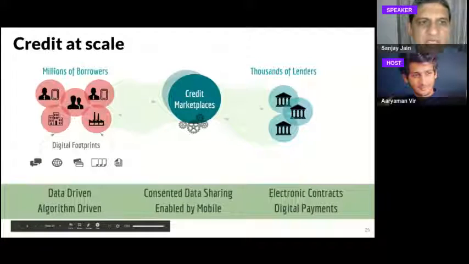We imagined a place where you could have millions of borrowers with credit marketplaces connecting them to thousands of lenders who would then be able to get loans through consented data sharing on their mobile phones. And the entire process would be very, very data driven, with a lot of algorithms helping to define this. And this was really the way we imagined the data democracy. And that's something which we did.